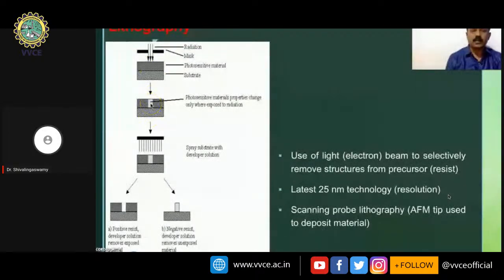And now if you develop this photosensitive material in a developer solution, it is possible to create a hole, that means you can remove the other portion, or you can retain that portion. That means here if you use a positive resist developer solution, that will remove the material which is exposed to light radiation or the electron beam. Or if you use a negative resist developer solution, then that will retain this part and remove the other part which is not exposed to radiation. And you have a nanostructure here. This is how one can develop nanostructures by using the lithography technique. And to deposit this nano sample, one can use the atomic force microscope, which is used to deposit the material.